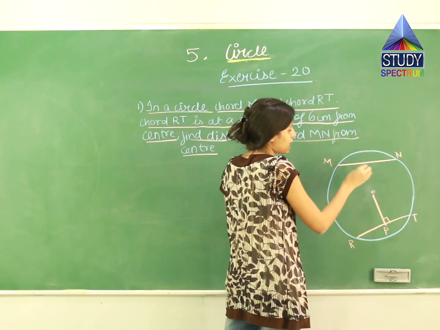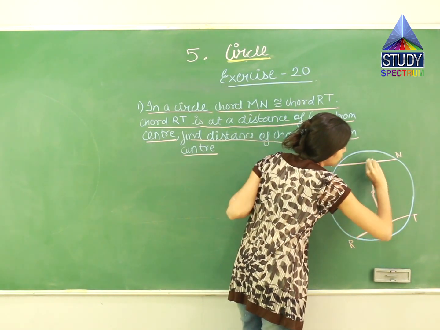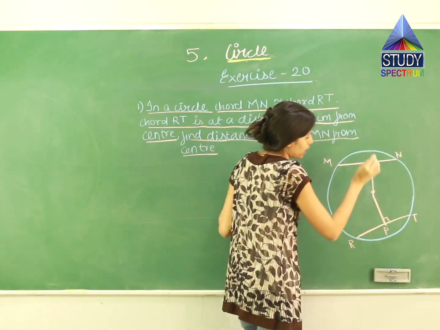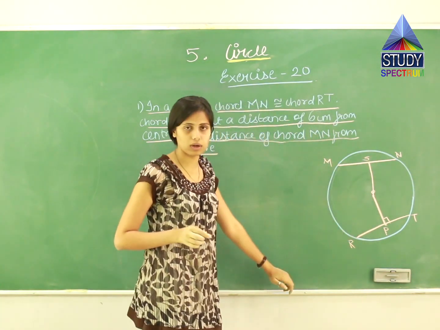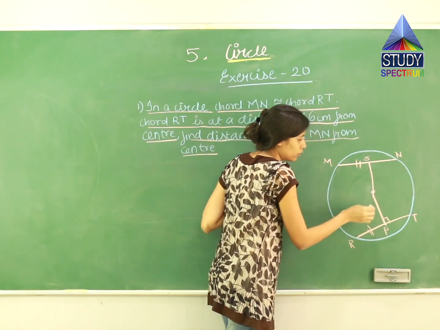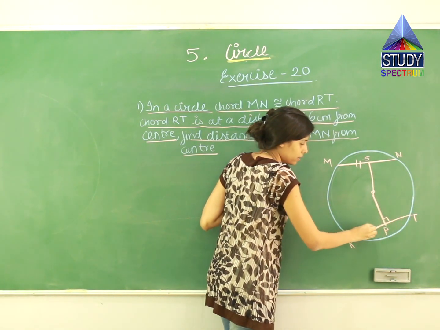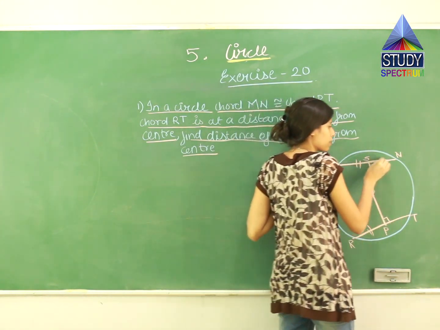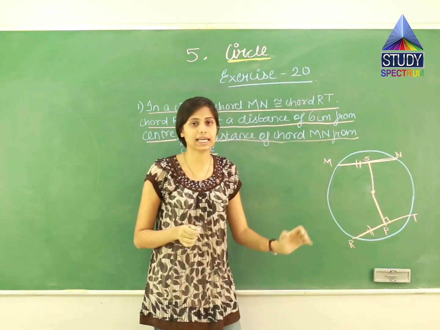Now we will draw the same with this. We will draw a perpendicular to MN also and name it S. So we have two perpendiculars and two congruent chords represented by two equal lengths. Remember, this is not for this part only. This is for the whole segment RT and this is for the whole segment NM. Means the length of NM is the same as RT.